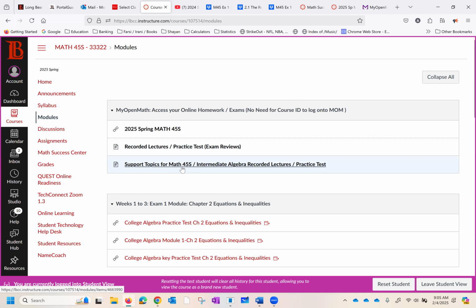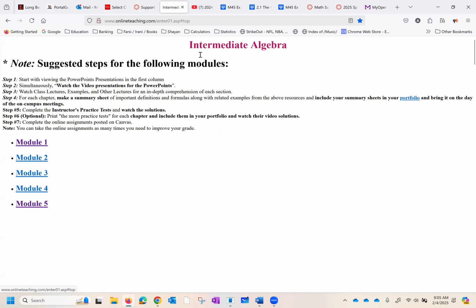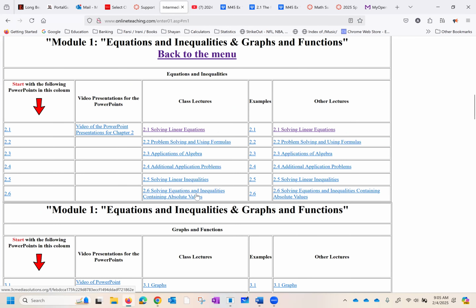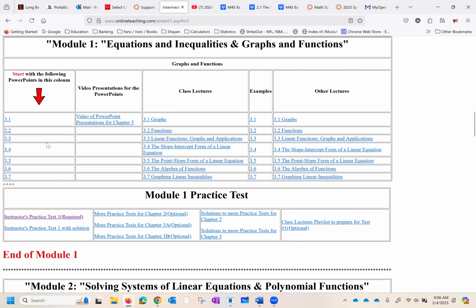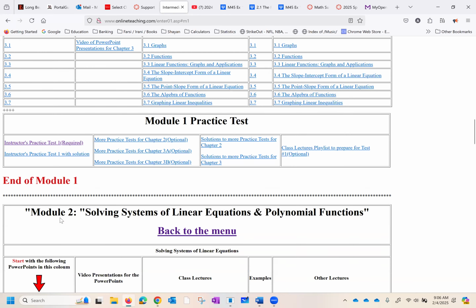What is the next one? This is support topics for Math 45S, intermediate algebra. These are where you can find information or prior knowledge to Math 45, if for any reason you need that, you want to explore that. So we have, again, over here, if you start with module 1, it does give you various section PowerPoints. And it does have the practice test here, okay? So there is a lot of, and again, this is module 1 for the support, for the intermediate algebra in essence.